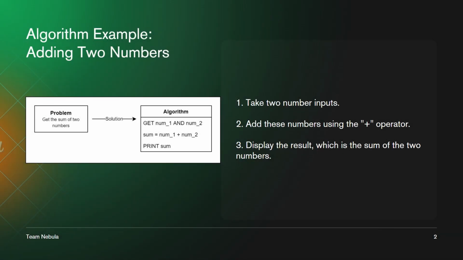Algorithm example: adding two numbers. To better grasp the concept, let's take a closer look at a simple algorithm, adding two numbers together. First, we take two numbers as input. Next, we add these numbers using the addition operator. Finally, we display the result, which is the sum of the two numbers.